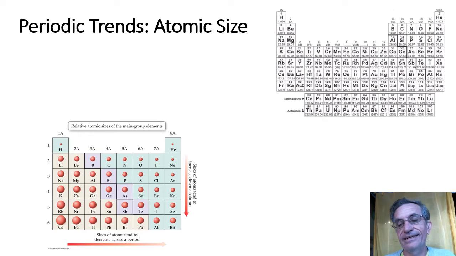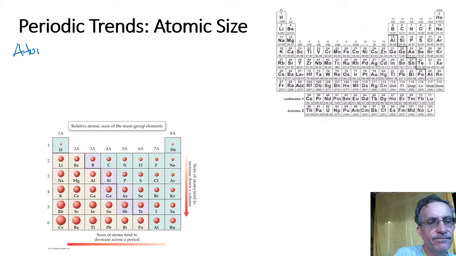So atomic size, what does that mean? It basically means how big is an atom? So not all atoms are the same size. They're all tiny, I guess, right? But some are even tinier and some are a little bigger. You might hear people say atomic size, but a more common way is you're going to hear it called atomic radius.